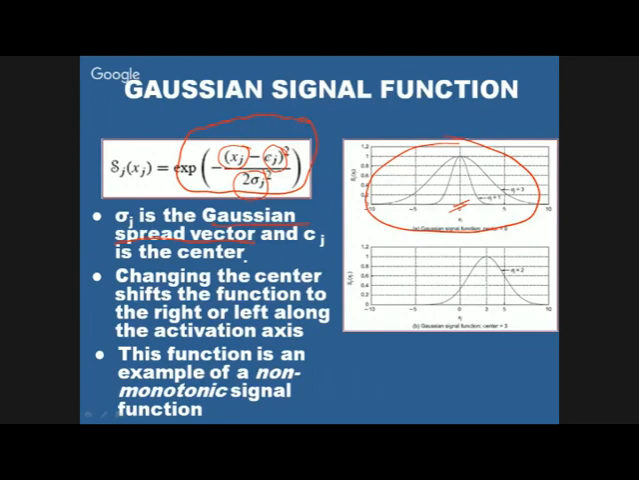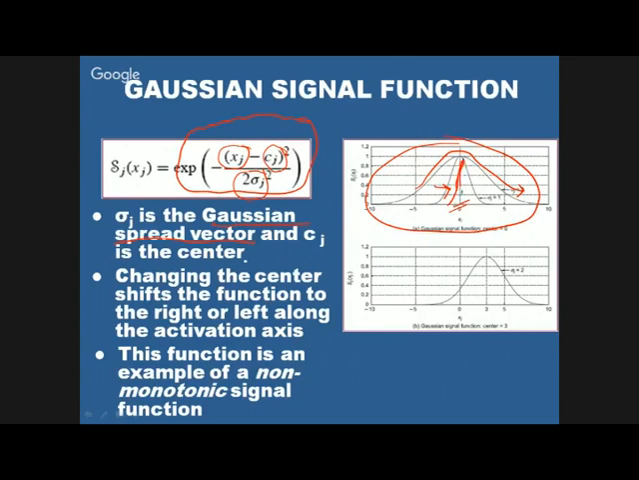Now, what is sigma j? Sigma j basically describes the flatness of your distribution. If sigma j is equal to 1, you will get this type of sigma. And if sigma j is increasing, then you will get a flatter type of distribution. And if sigma j is less than 1, then you will get a steeper value, right?